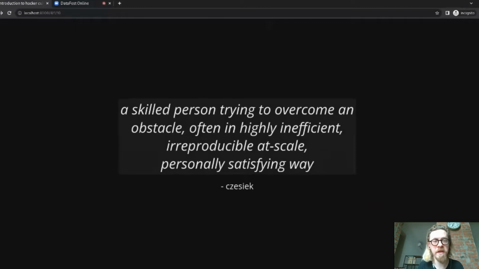I would say a hacker is just a skilled person trying to overcome an obstacle, often in a highly inefficient, irreproducible at scale, but personally satisfying way. So usually what hackers come up with are not solutions that are easy to commercialize or manufacture. They're just solving a problem in an elegant way that works for them or works for the purpose intended. And here I also steer away from saying that the hacker needs to be a technologically skilled person or a programmer. I would argue that it doesn't.